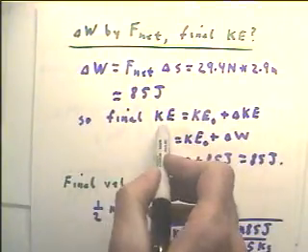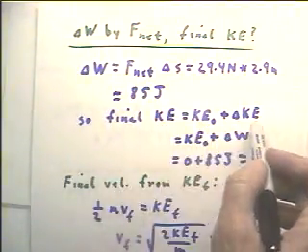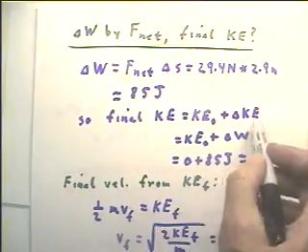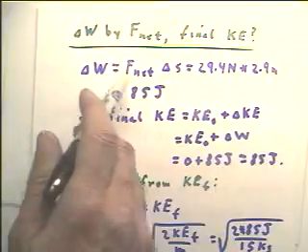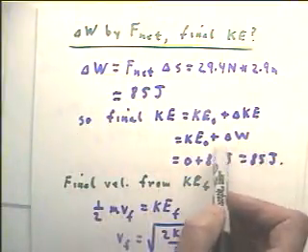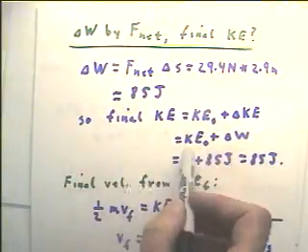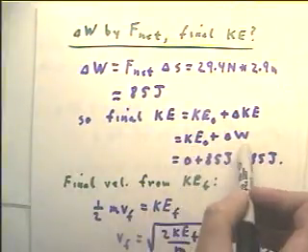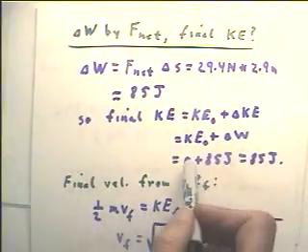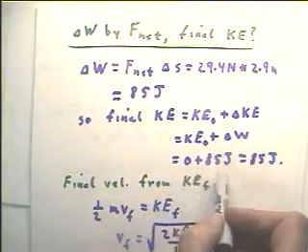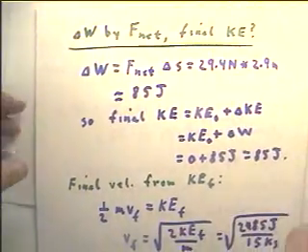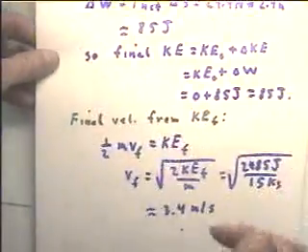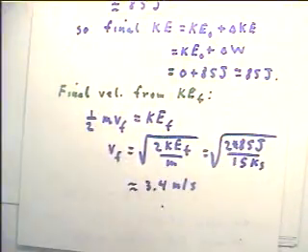We determine then that the final kinetic energy is the initial plus the change in kinetic energy. Change in kinetic energy is nothing but the work done by the net force. So the final kinetic energy is going to be the initial plus that work. The initial kinetic energy is 0, the work is 85 joules, so the final kinetic energy is going to be 85 joules. And now we want to find the final velocity from the final kinetic energy.